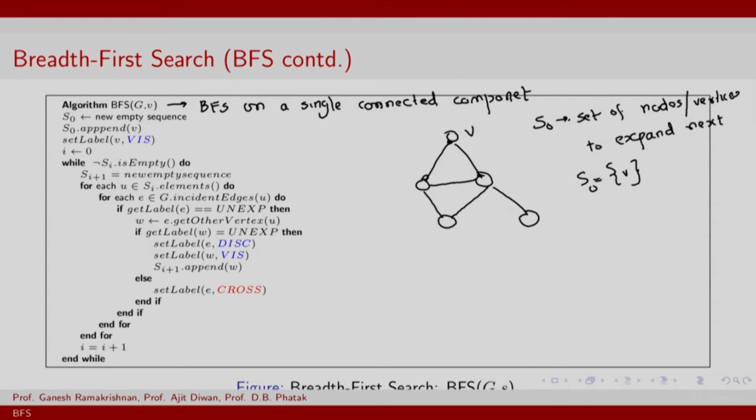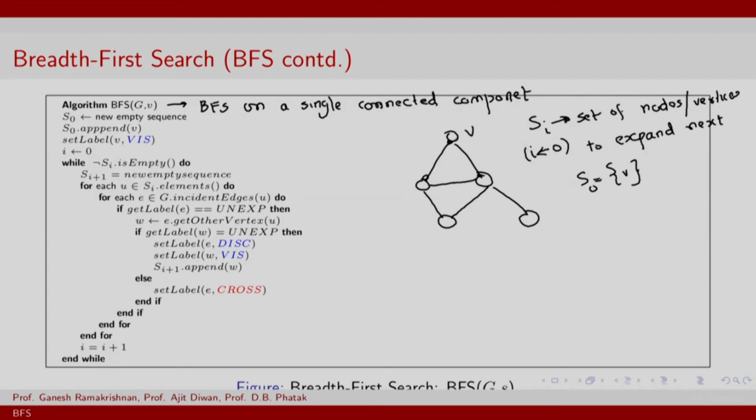So I am going to more generally replace S0 with Si. I is initialized to 0. Now you are going to pick an element from Si, which is V, and parallelly start building up Si plus 1, which is the set of nodes or vertices to expand next. So for each element V, we have only one element to begin with. You look at the edges that are incident on V. So we are discussing undirected graphs to begin with.